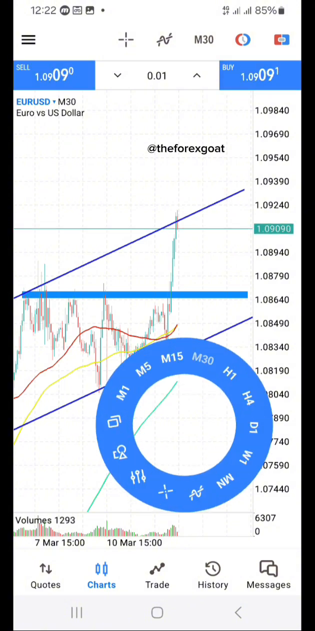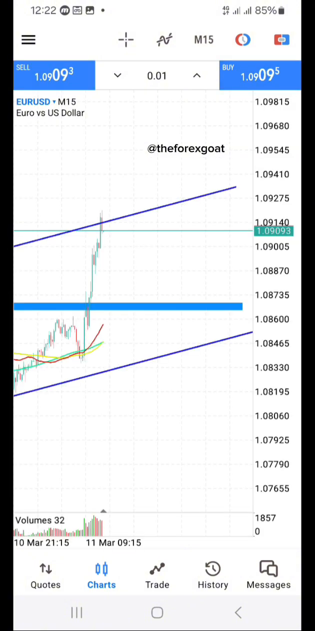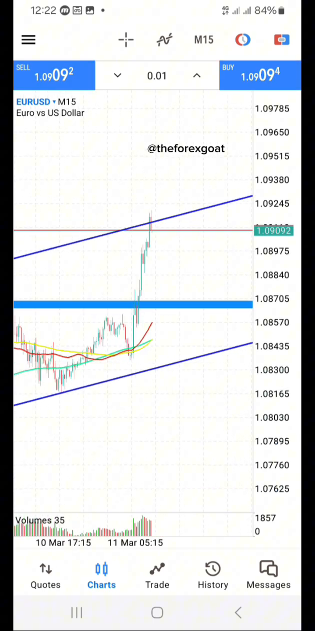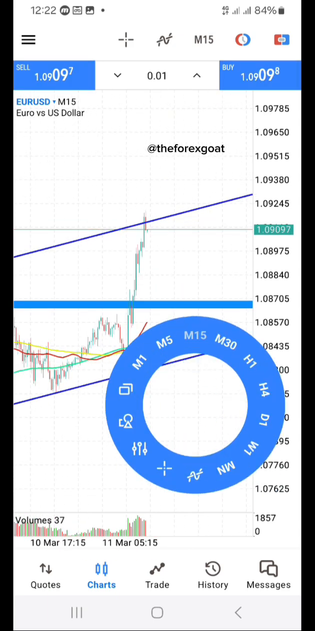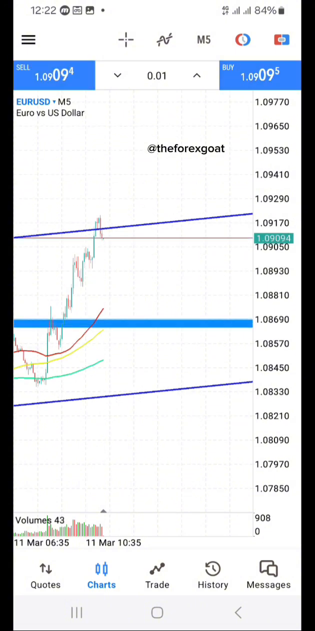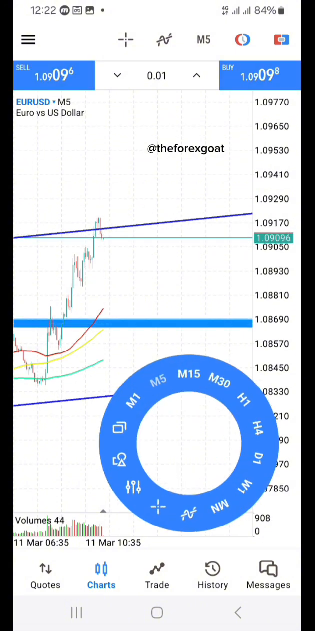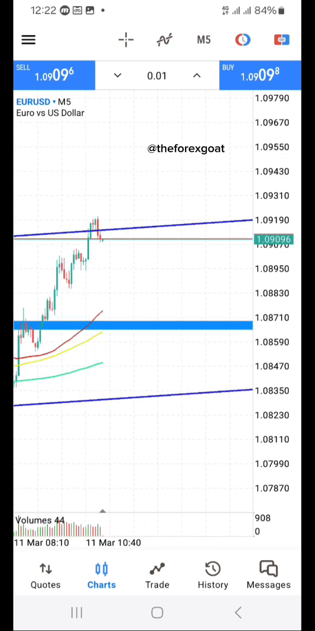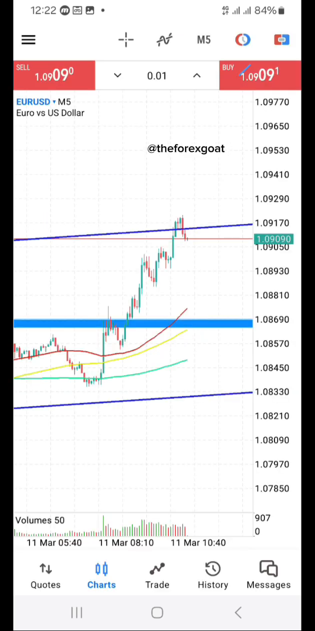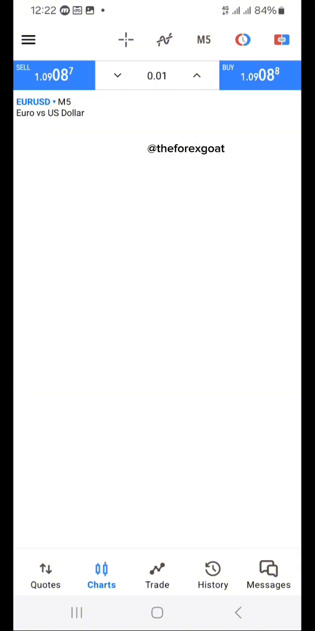So we will scalp, we will scalp. This 15 minutes. I'm seeing like a rising channel thing in 5 minutes. So yeah, like this.